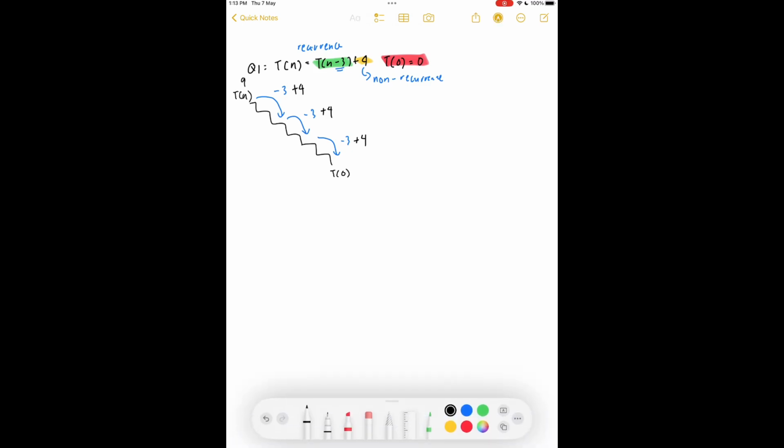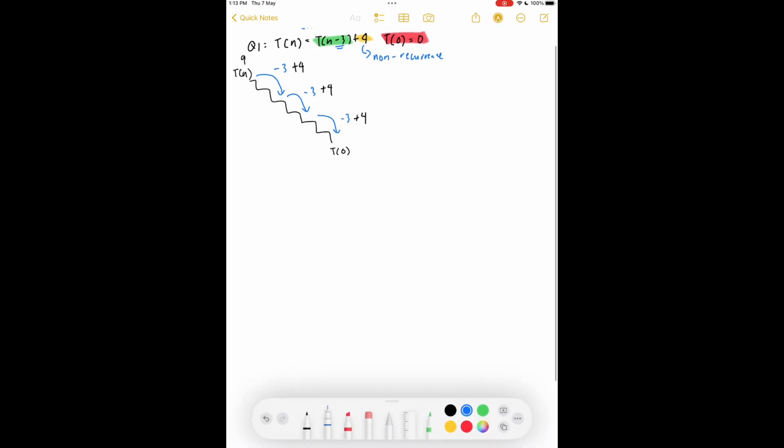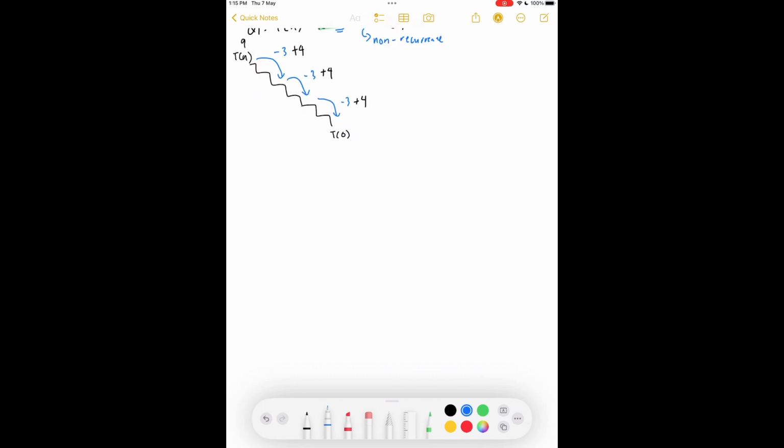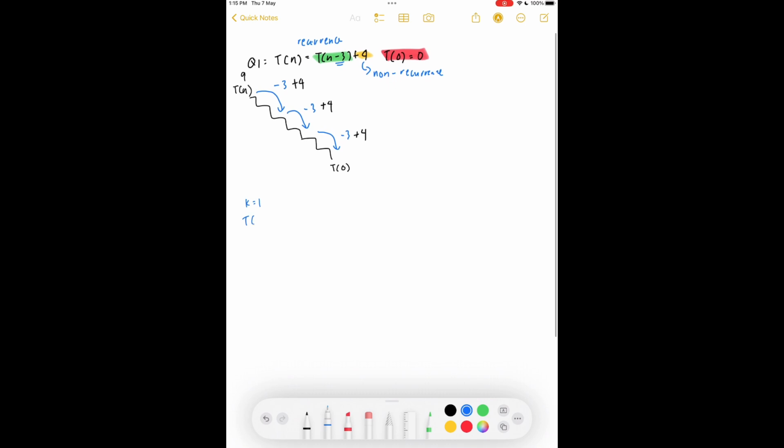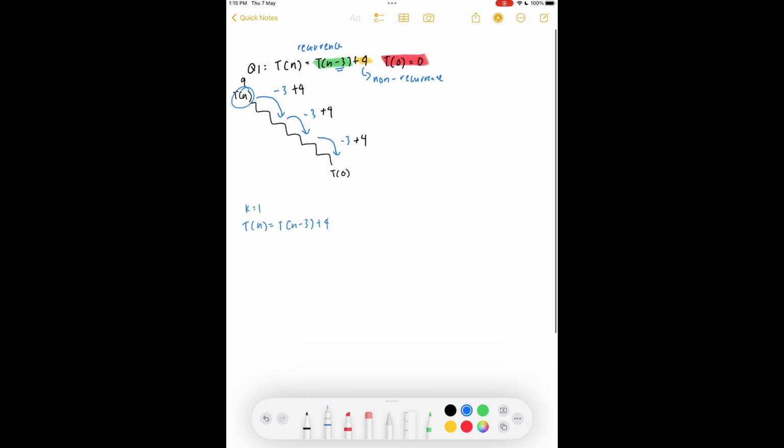Let me use a blue pen. Let's do about 3 rounds. So let's start from K equals 1. This is the round. For the first round, I'm going to write down the equation that we already have. Tn equals Tn minus 3 bracket plus 4. This is the equation that we are already given. Imagine that at the top of the stairs, we have the equation with us. So Tn minus 3 and plus 4, this is what's happening on the top. We're not moving yet.